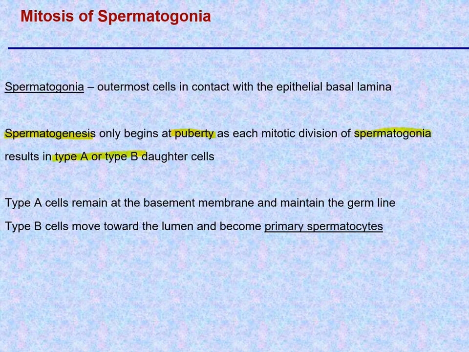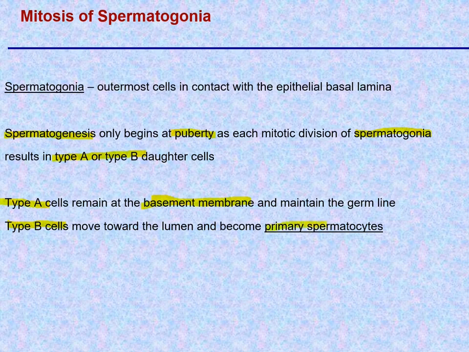Type A cells stay at the basement membrane and maintain that germline, maintain the number of stem cells and ability to keep producing. And the type B spermatogonia will start moving towards the interior lumen. They push down towards the center of the seminiferous tubule, towards the lumen, and are differentiating and undergoing meiosis.